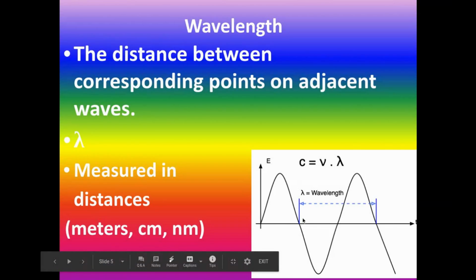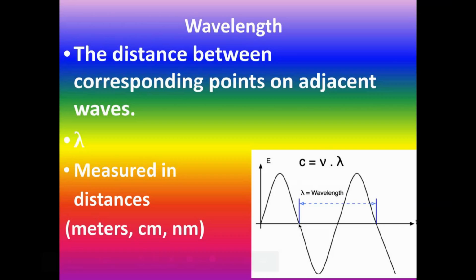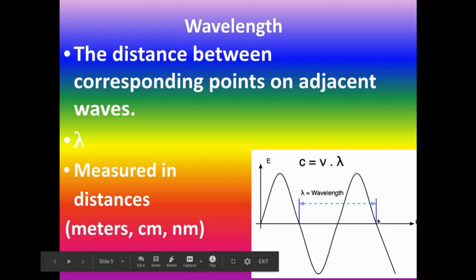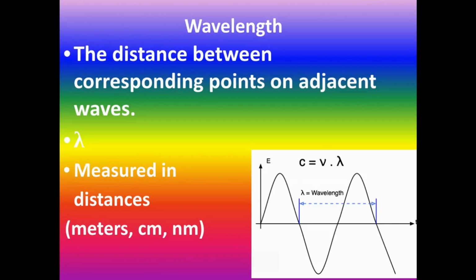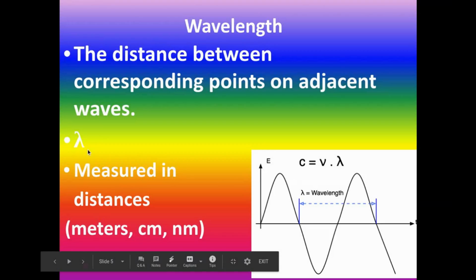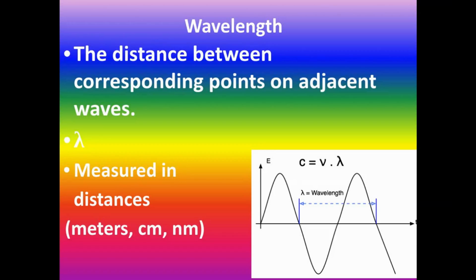A wavelength is a distance, so we would measure from the point where we began the cycle to the point where we ended. The symbol for this looks like an upside down Y. It's called lambda. It's a Greek letter. Wavelengths are measured in distances, whether that's a meter or a centimeter. Maybe it's a small wave, so it's a nanometer. So again, we're looking at those metric prefixes when we're talking about wavelengths.